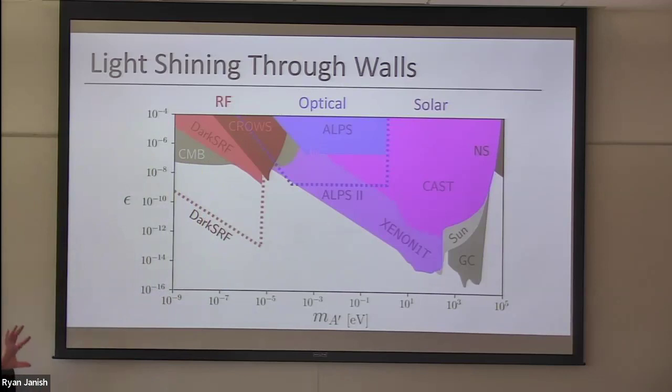So I don't know the historical development, but in their latest documentation, they say A stands for any. It's the any light particle search. Okay.